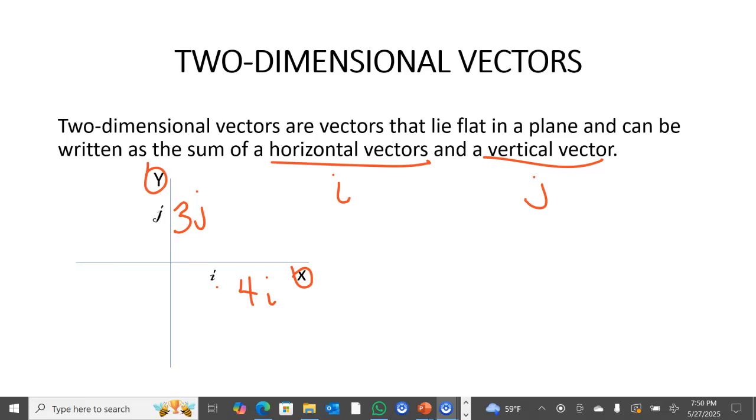Now, once you hear 3j, you know it's on the north. But if you hear negative 3j, you know it's on the south part. 4i is on the east, then negative 4i is on the western side. So that's how it defines those dimensions.